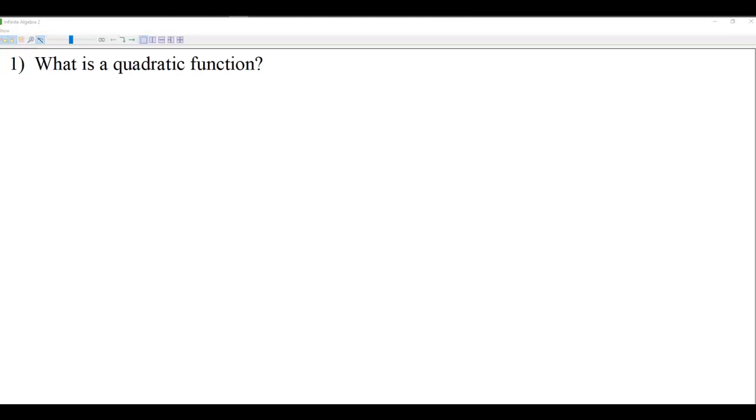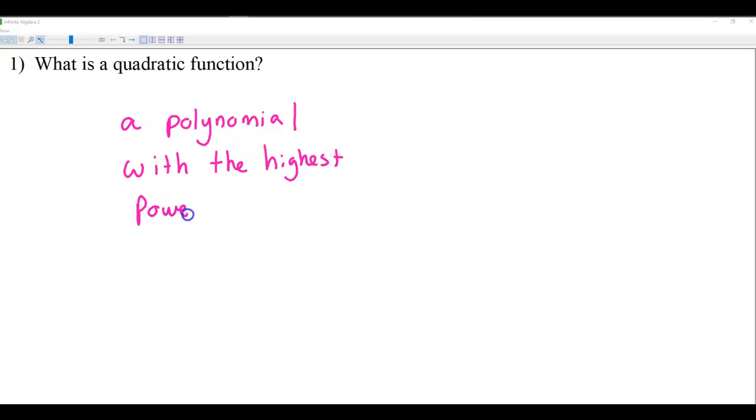Question number 1, what is a quadratic function? It is a polynomial with the highest power being 2. Okay, so that's what a quadratic is. It's a polynomial where the highest power is 2.